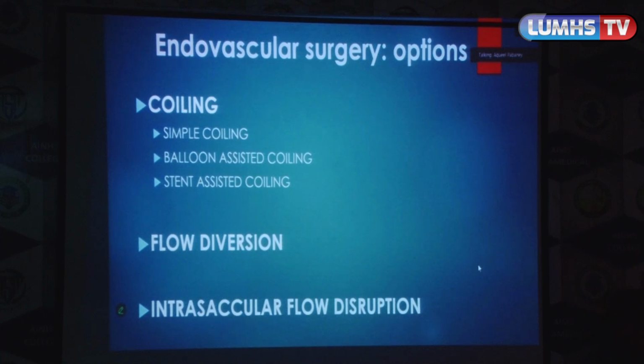So as we said, there are a few ways of treating these aneurysms, but largely you can divide them into these three options: coiling, flow diversion, and intrasaccular flow disruption.